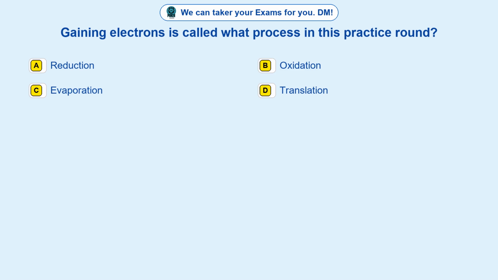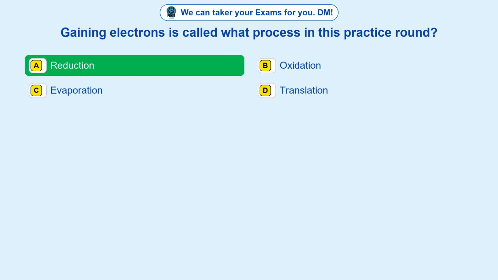Question 44. Gaining electrons is called what process in this practice round? Option A, reduction. Option B, oxidation. Option C, evaporation. Option D, translation. The correct answer is option A, reduction.